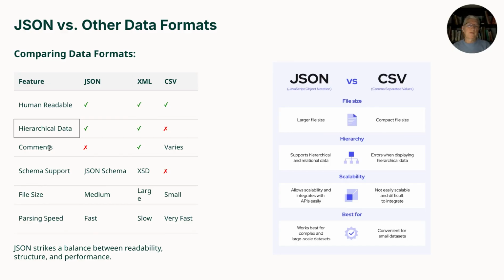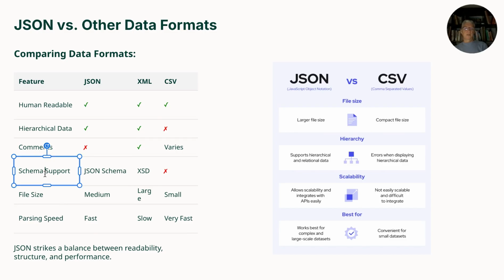Comments, already covered that. JSON does not support comments. XML does support comments. In CSV, you can add comments as a separate column or find another way to do it, but there's no specific best practice for how to put comments in CSV. But the important thing to remember is that JSON does not support comments.